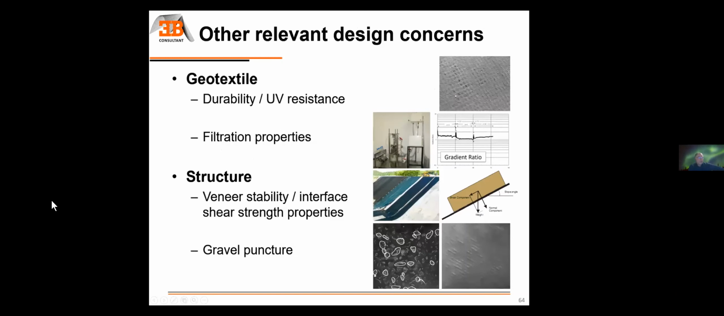Other relevant design concerns: there is durability and UV resistance of the geotextile. That's something which must be specified as well. Filtration properties, you must select the geotextile according to its filtration properties, considering what's in contact with the fabric. Veneer stability, interface shear strength properties, also there is a complete science on that with how to test and where to test. Gravel puncture, I've mentioned it, but again, it's another group of information which has to be dealt with.